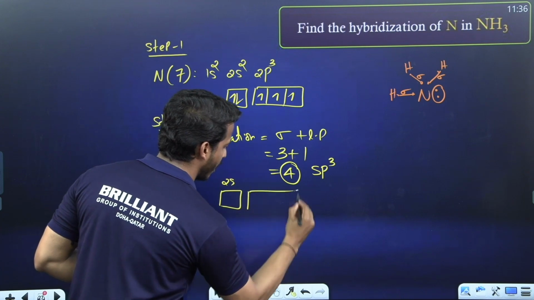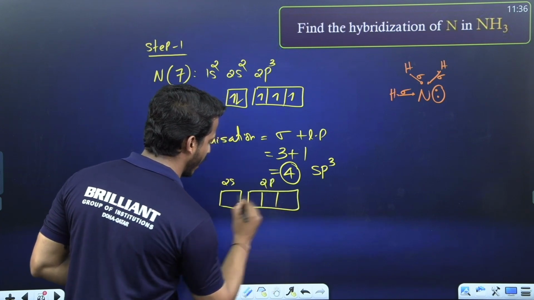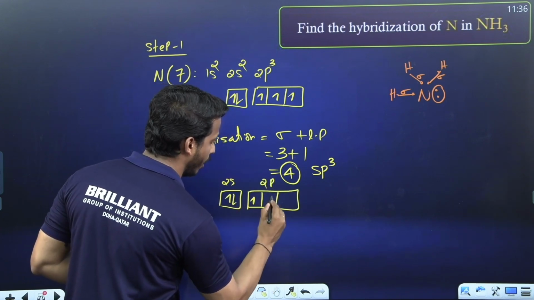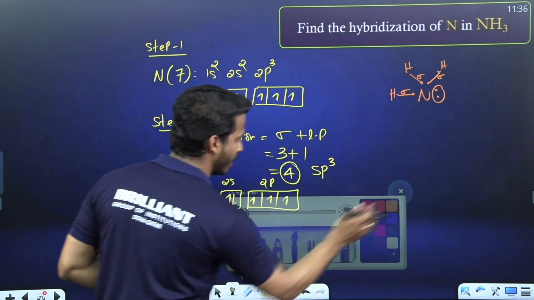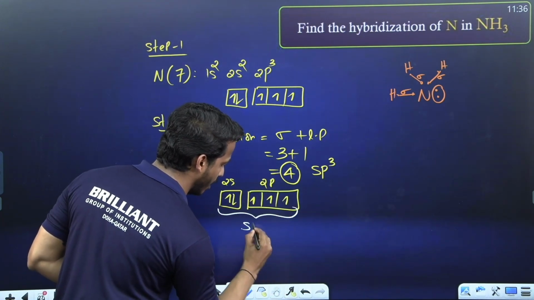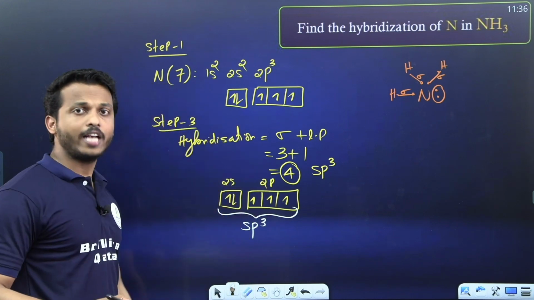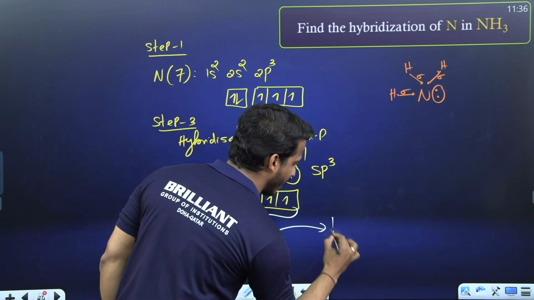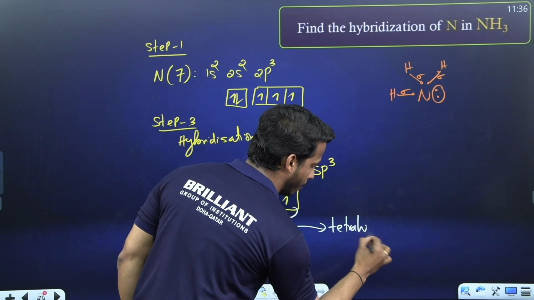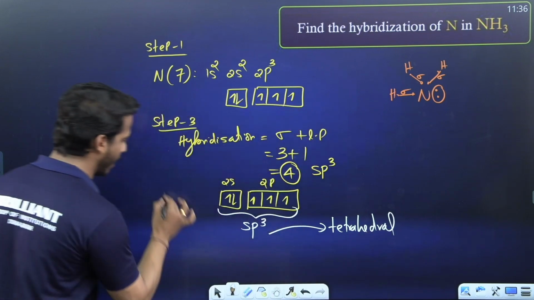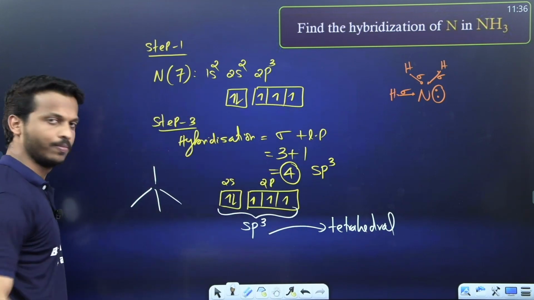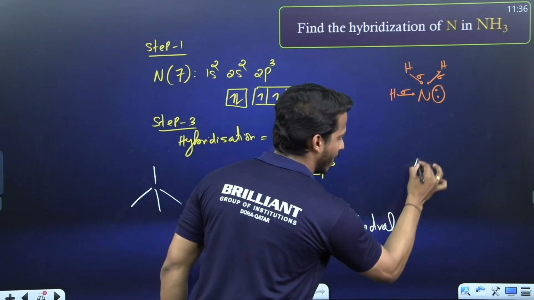This is 2s and this is what? 2p. All right. So in 2s there are 2 electrons, here 1 electron each. What is the hybridization we said? sp3. Yes. sp3 means, what is the shape? We studied that it is tetrahedral shape, right? Tetrahedral. What is the tetrahedral pattern? This is tetrahedral. How to draw it? Nitrogen is the central atom.